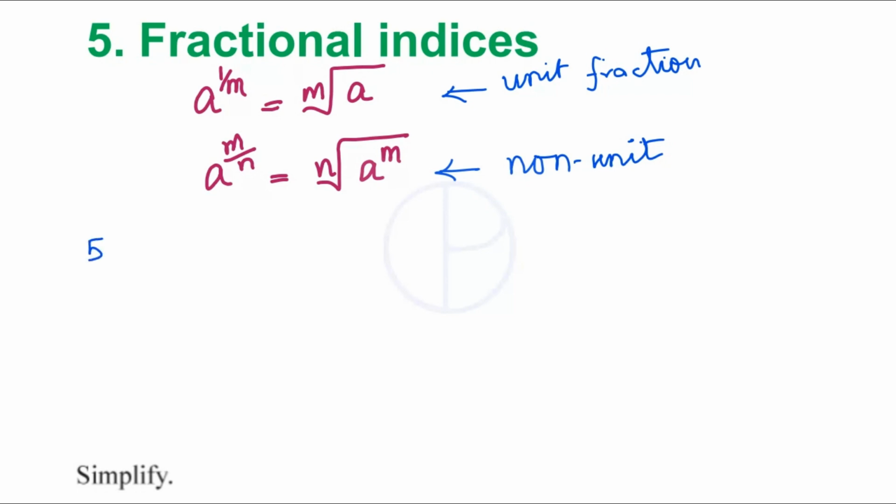Let's consider this. How to write this one? So this represents the root. So a power 1 over 5. So already square is there. Okay. And by applying the laws of indices for raising a power to another power, actually we have to multiply the powers. So you get a power 2 over 5. Okay.